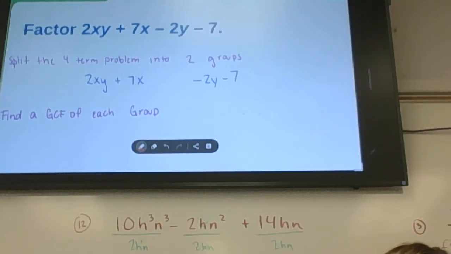So what does the first group, Libby, have as a GCF? What do they have in common? This isn't a 2, and it doesn't divide by 2. The numbers don't have a GCF, so the numbers' only GCF is 1. So what could we possibly take out of these two terms? X. The greatest common factor is X. There's an X in this one and an X in this one. That means we can pull an X out. So if I pull that X out of those two terms, I have 2y plus 7.